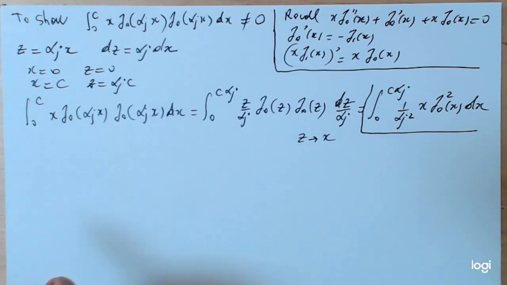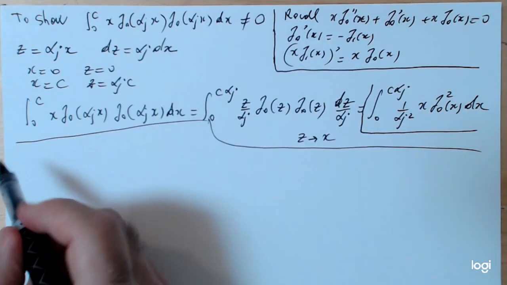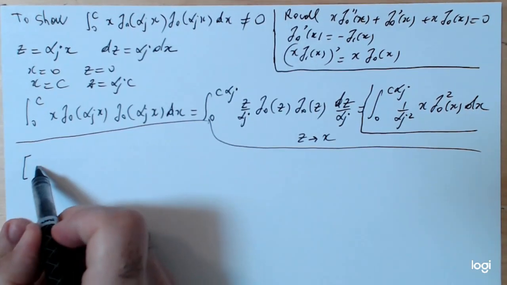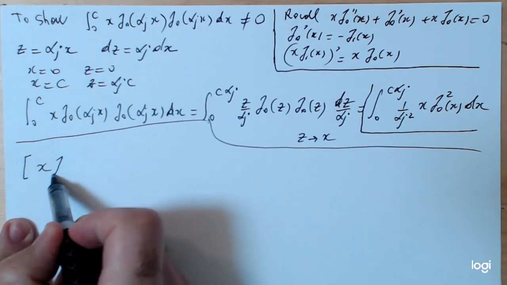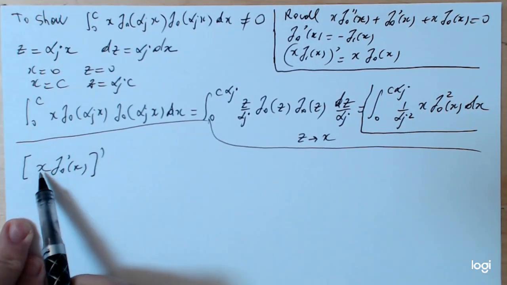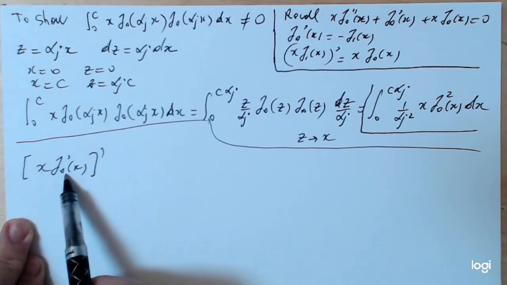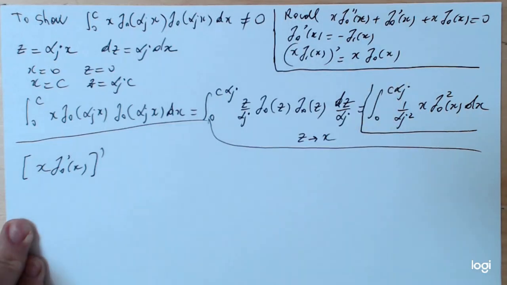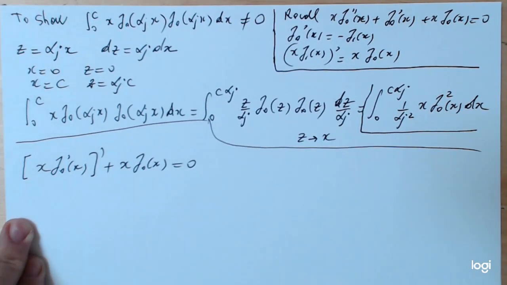So I can go back to this equation here and write the first two terms as the product, x times j naught prime of x, all prime. If you apply the product rule here, you get x j naught double prime, and then x prime times j naught prime, which is going to be the middle term. So this is the product rule that will give you these two together. And then copy the second term, and this is equal to 0.